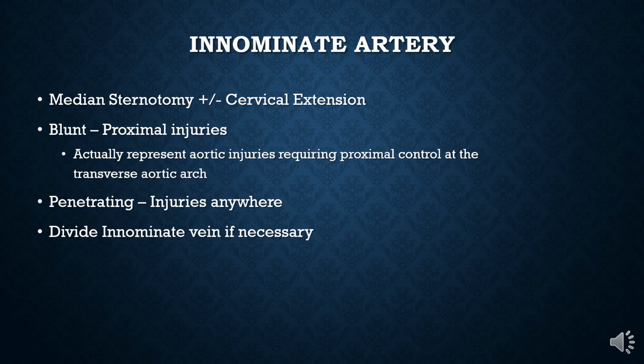Innominate artery: median sternotomy plus or minus cervical extension. Blunt proximal injuries actually represent aortic injuries requiring proximal control at the transverse aortic arch. Penetrating injuries anywhere: divide the innominate vein if necessary.